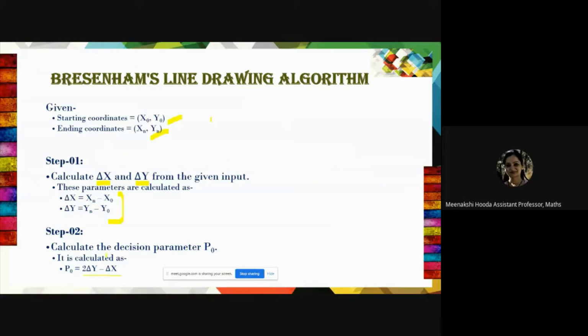Then to start our algorithm, we need a decision parameter p0, which can be calculated using this formula. How we arrived at this formula we had discussed in our last lecture. So this is the formula for the initial decision parameter: 2 delta y minus delta x. This will be the value to start the algorithm, to start the program implementation.